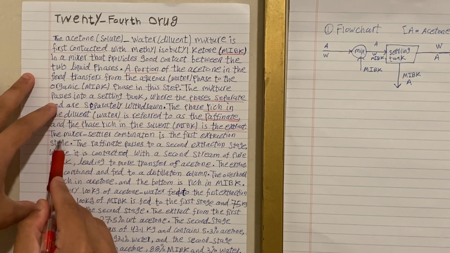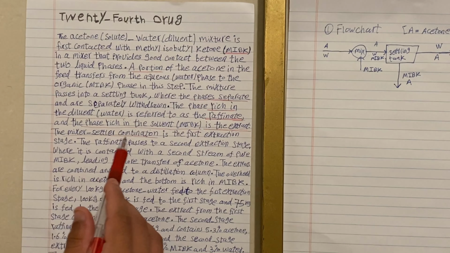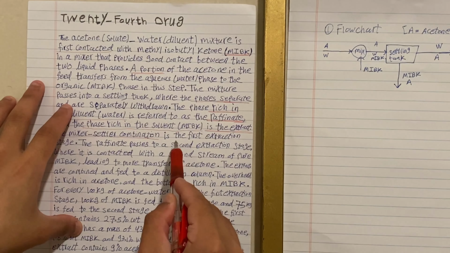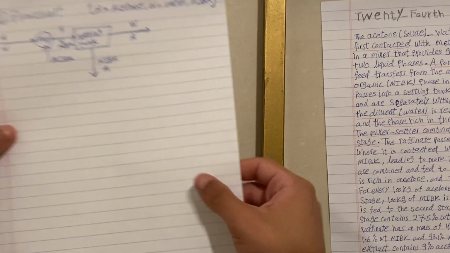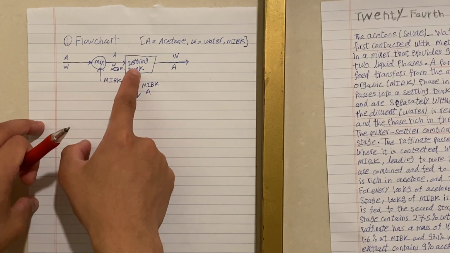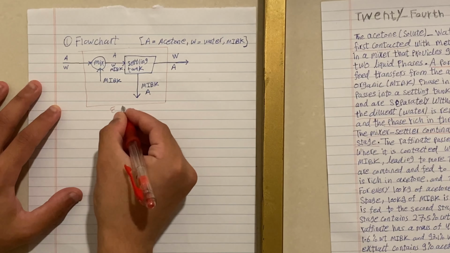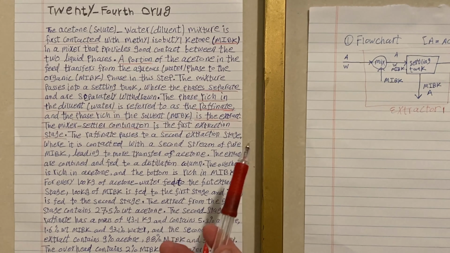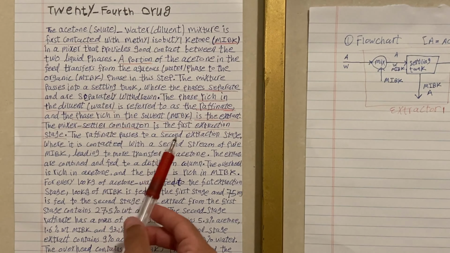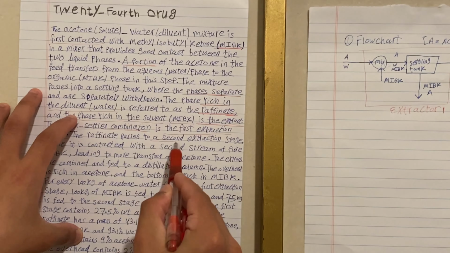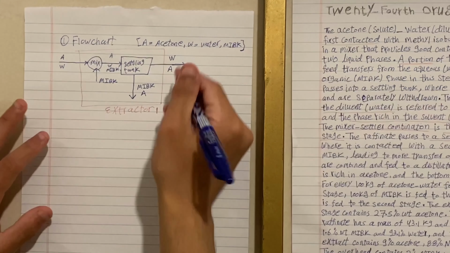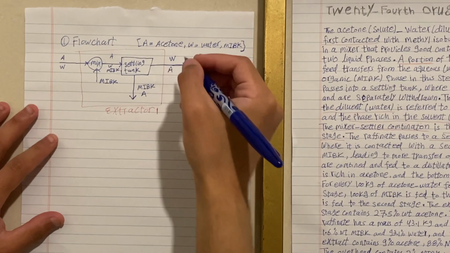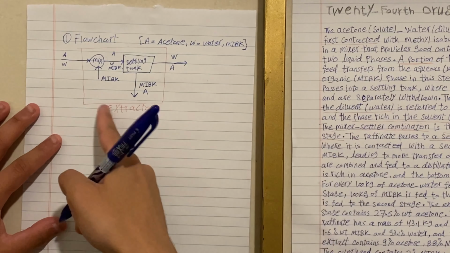The mixer-settler combination. Both the mixer and the settler will be a stage, and we will call it the first extraction stage. You see this mixer and settling tank, this is extractor 1. The raffinate, the stream that is rich in water, will pass to a second extraction stage, which means we will have another mixer and another settling tank. This is the raffinate, and it will pass into another stage of the extractor.